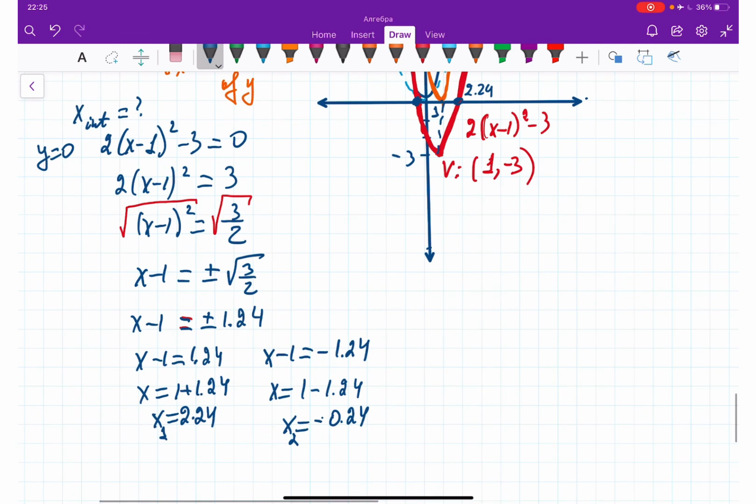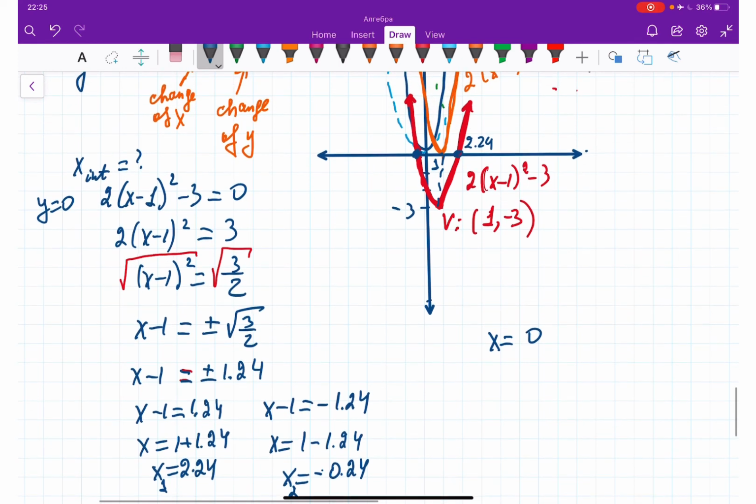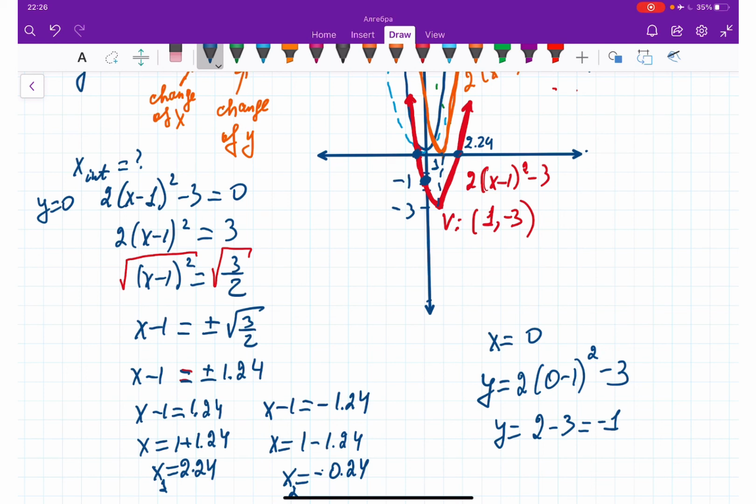Now, for the y-intercept, we have to take x equal to 0. So when x is equal to 0, what do we get here? y is equal to twice 0 minus 1 squared minus 3. Negative 1 squared is 1, 2 times 1 is 2, 2 minus 3 is negative 1. Well, it didn't go precisely, but this point is supposed to be negative 1. Okay? There we go. So that's our y-intercept.